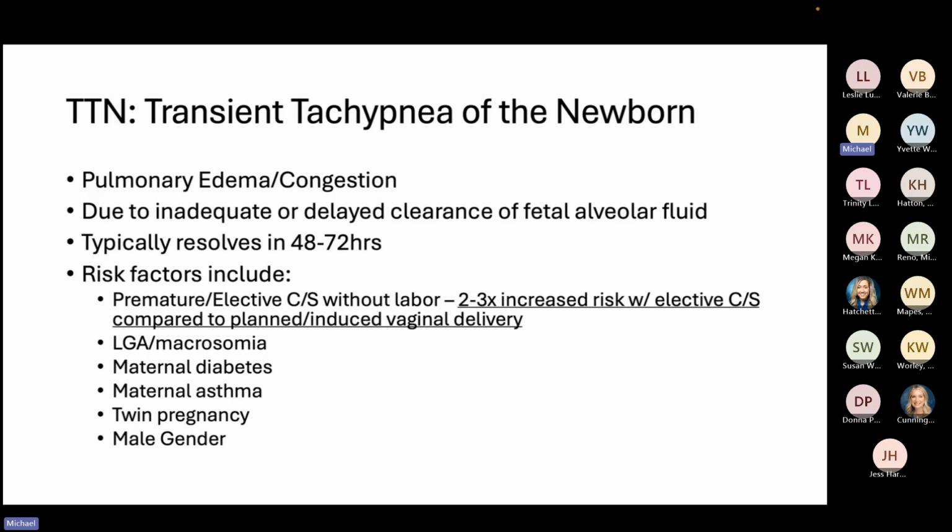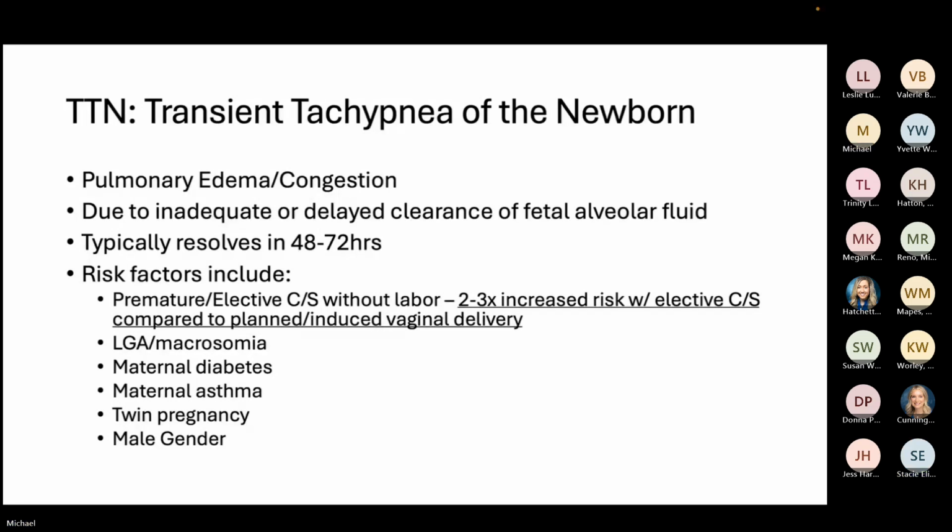A baby who gets better probably had TTN. A baby who doesn't maybe had RDS. A baby who is still having respiratory issues 3 to 7 days after birth may potentially have congenital pneumonia. So the risk factors for TTN include premature or elective C-section without labor. There's a 2 to 3 times increased risk with an elective C-section compared to a planned induced vaginal delivery. Babies are also at risk if they're LGA or have macrosomia, maternal diabetes, maternal asthma, interestingly.